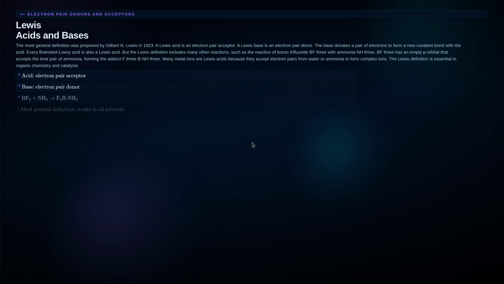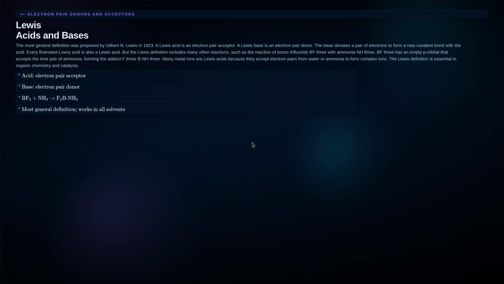The most general definition was proposed by Gilbert N. Lewis in 1923. A Lewis acid is an electron pair acceptor. A Lewis base is an electron pair donor. The base donates a pair of electrons to form a new covalent bond with the acid. Every Brønsted-Lowry acid is also a Lewis acid.